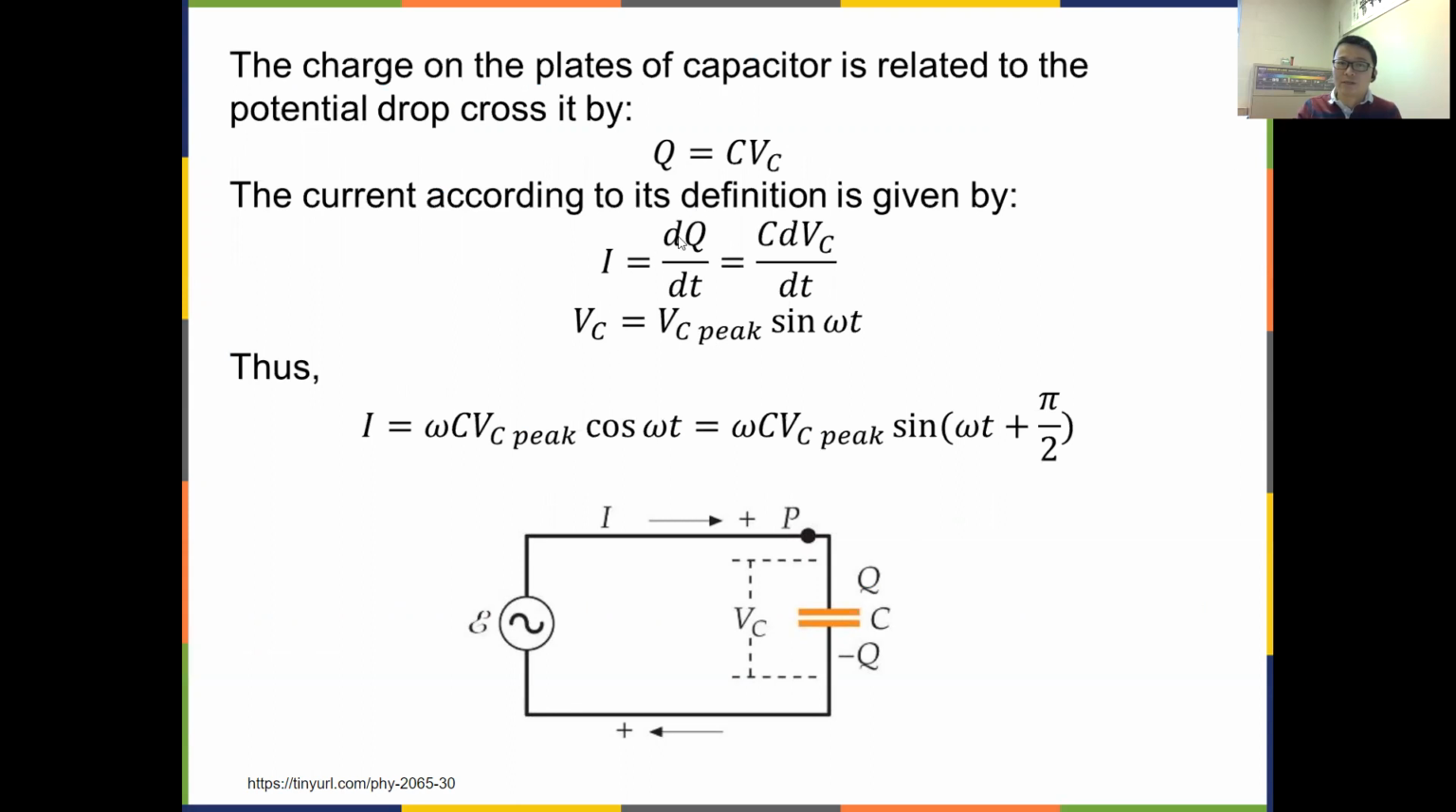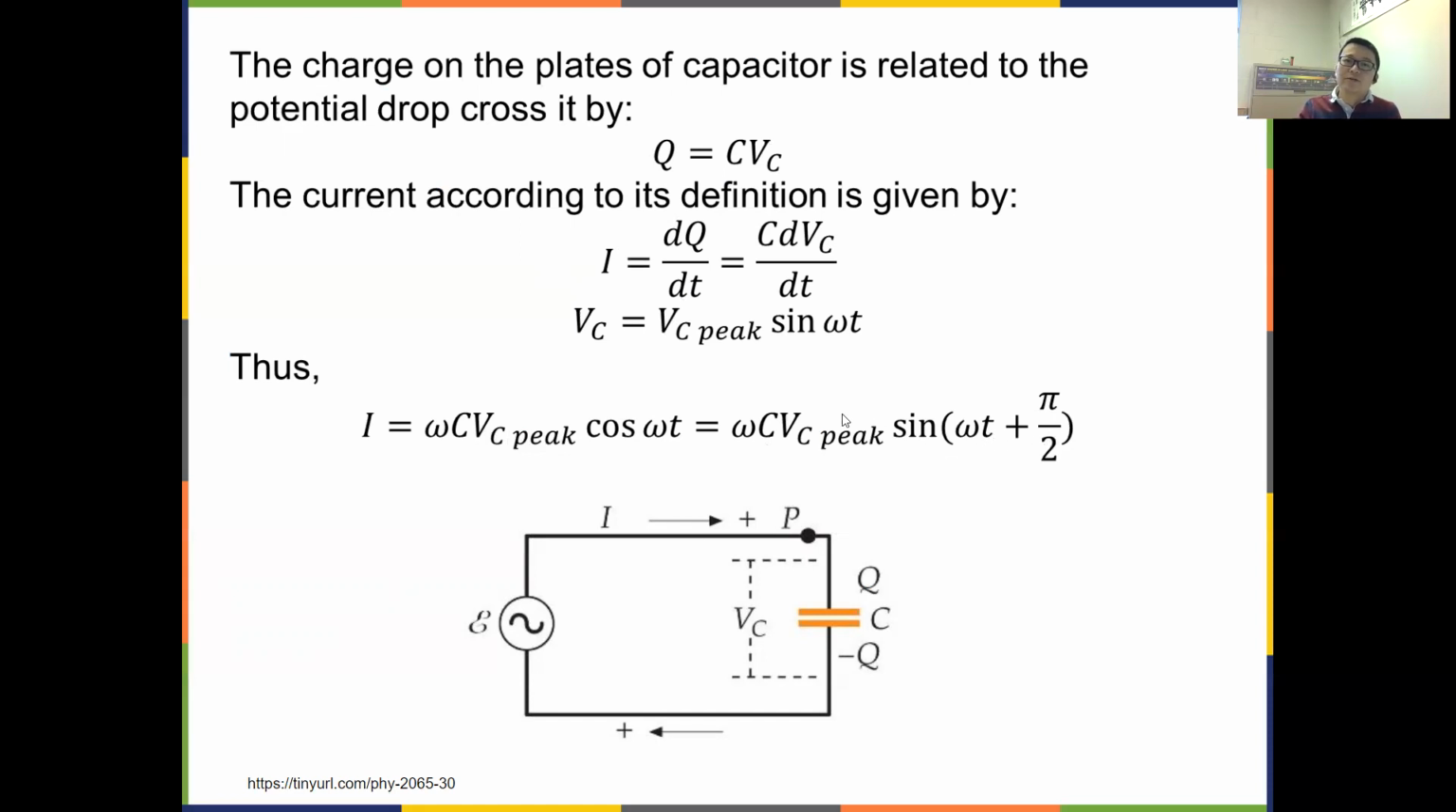Now the current, according to dq over dt, and q on the capacitor is C times V. So C times V, and then take the derivative. You'll see that the derivative of sine becomes a cosine, but then omega comes out front, along with C. So then omega C, and then cosine. Cosine is actually a sine of omega t plus pi over 2.